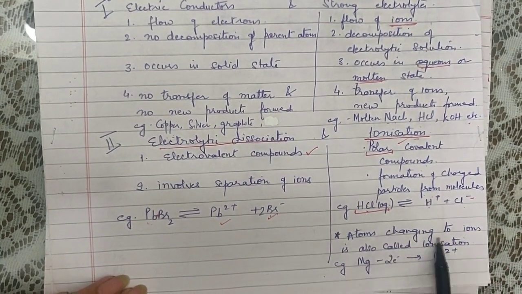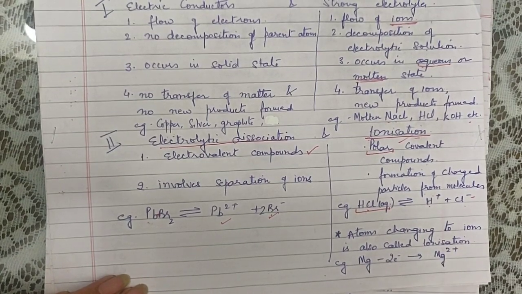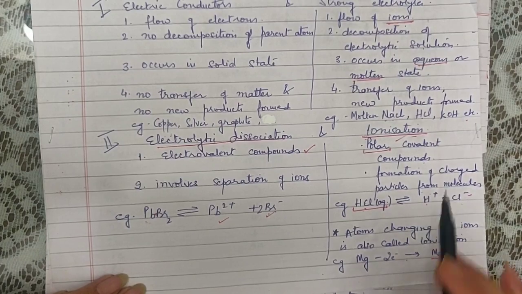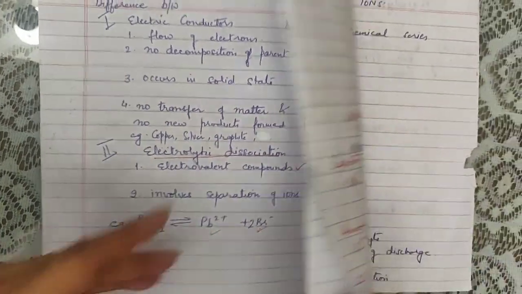By the way, atoms changing to ions is also known as ionization. For example, magnesium losing 2 electrons will form magnesium ion. This is also called ionization.